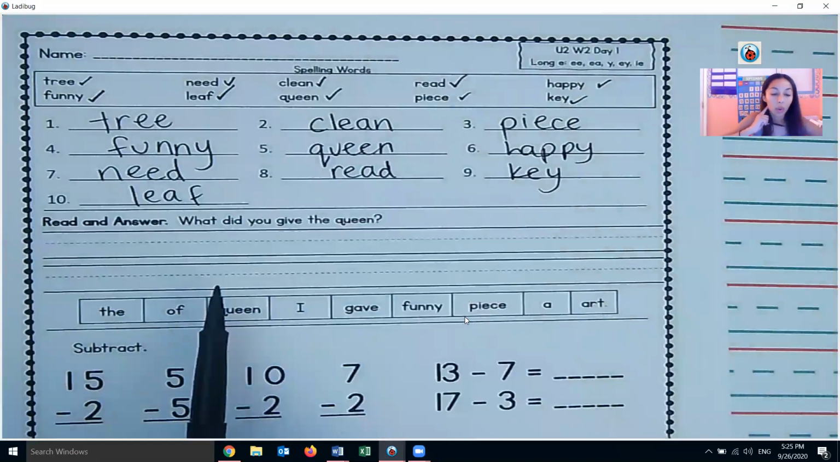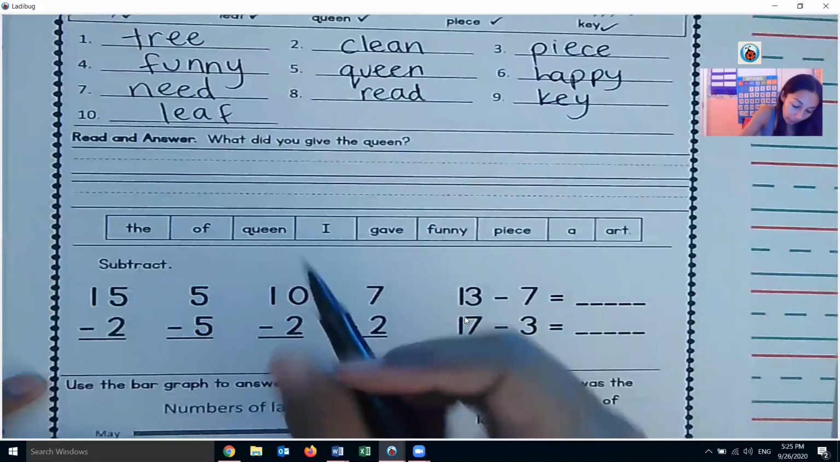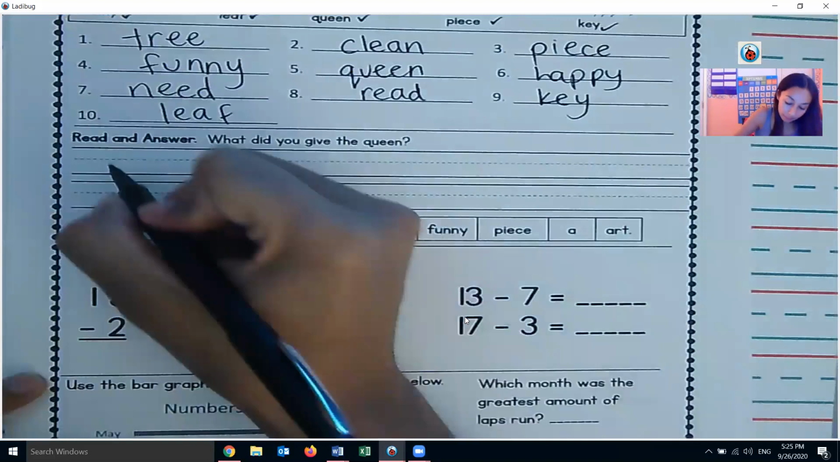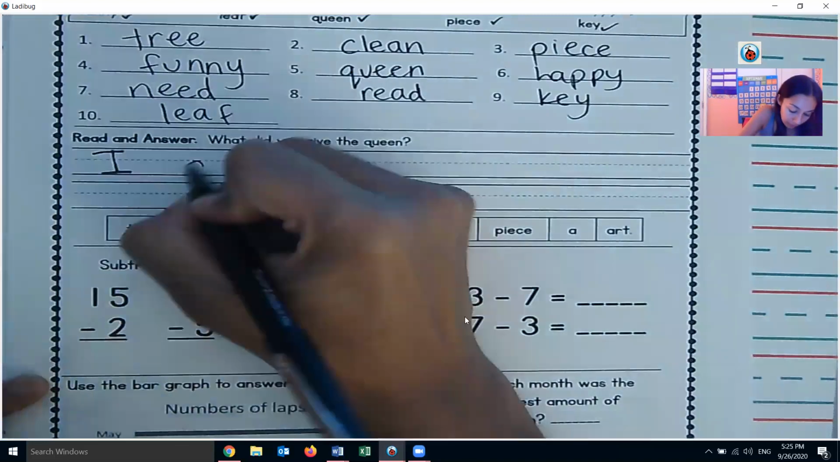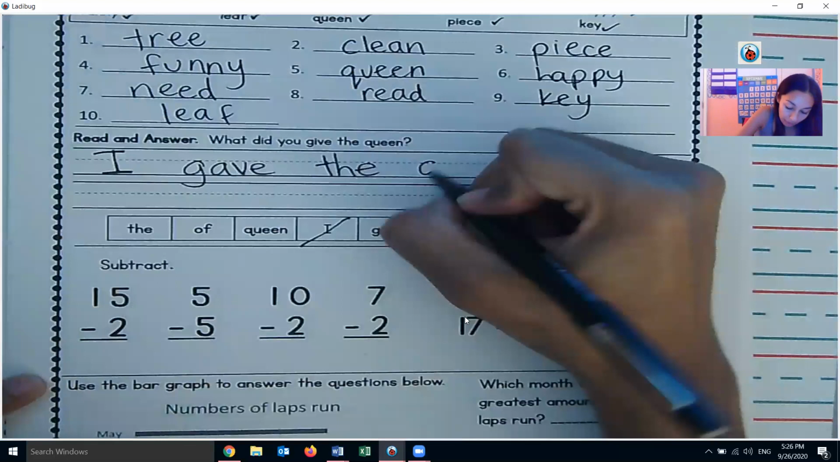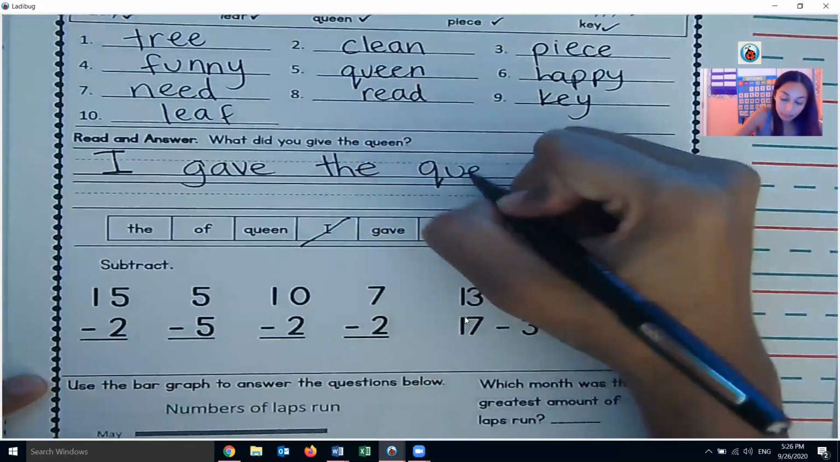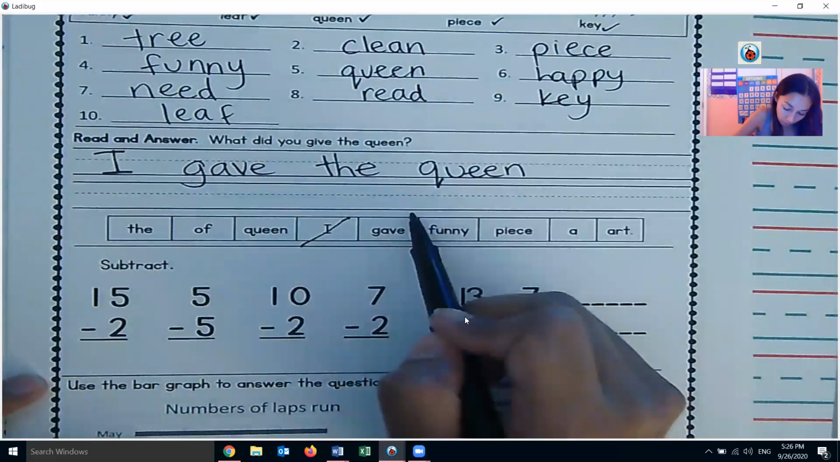This one here is the question, what did you give the queen? And we will answer it in a complete sentence. So we'll start with the capital letter. So I'll start with I. Probably gave the queen, with double E, one of the spelling words, queen. So I gave the queen.